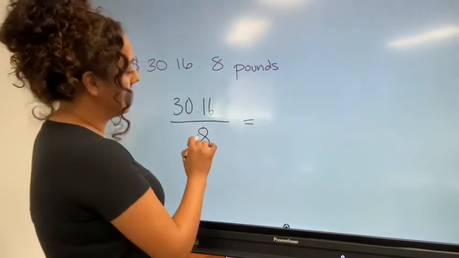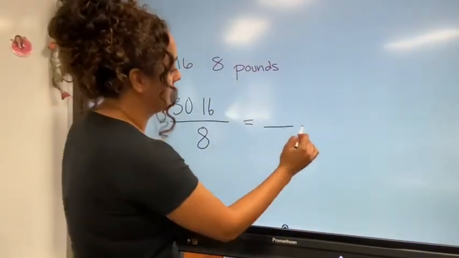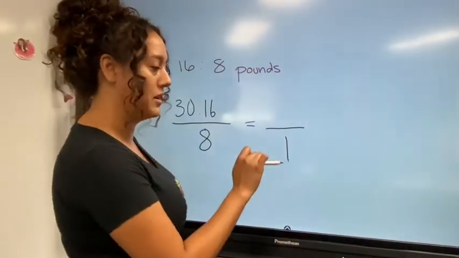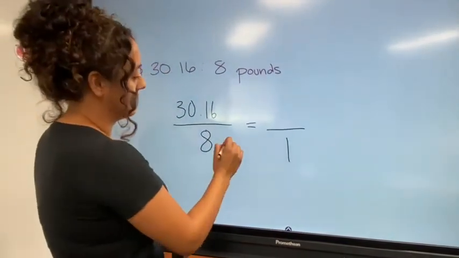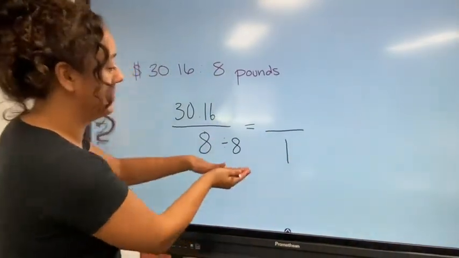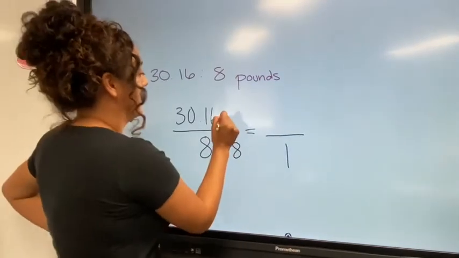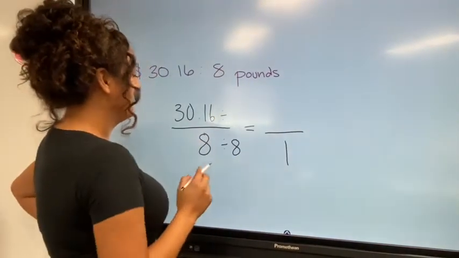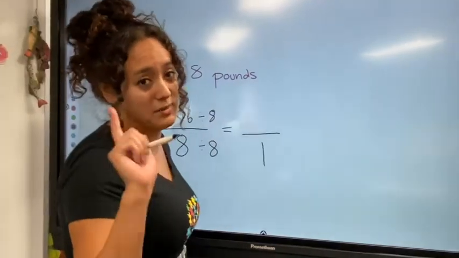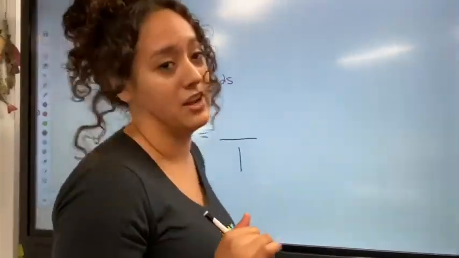So I need to figure out how can I get the bottom to be 1. So I'm going to divide 8 by something to give me 1. And that's 8. So 8 divided by 8 is 1, but whatever I do to the bottom, I gotta do to the top. Alright, so we divide here, and I cannot do that in my head. If you can, like Ms. Z said, you're super awesome, but I cannot. I need to see it.